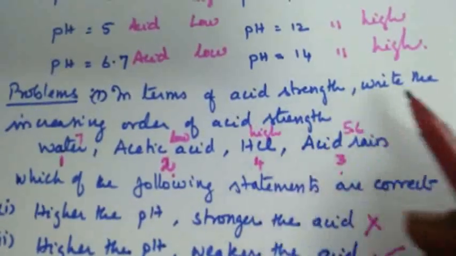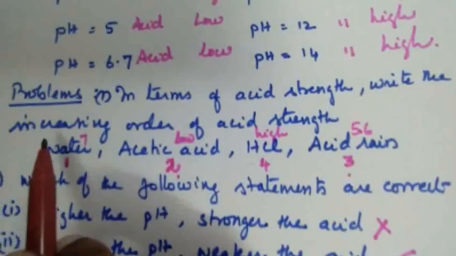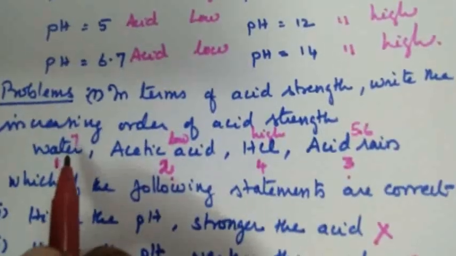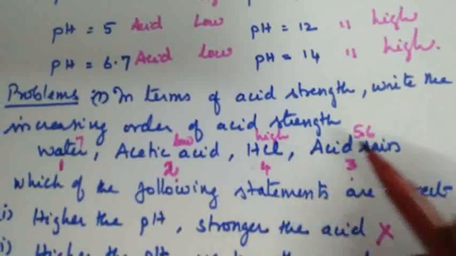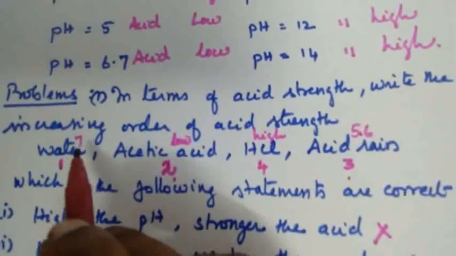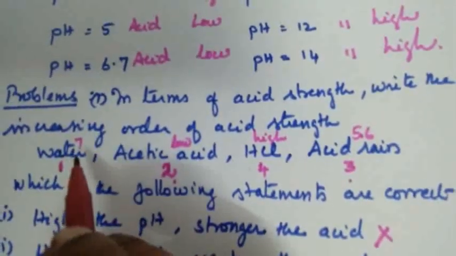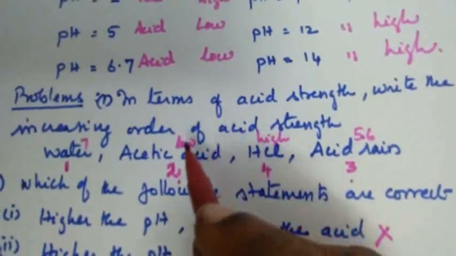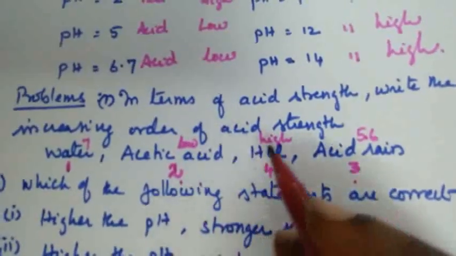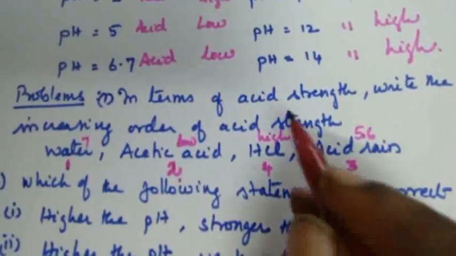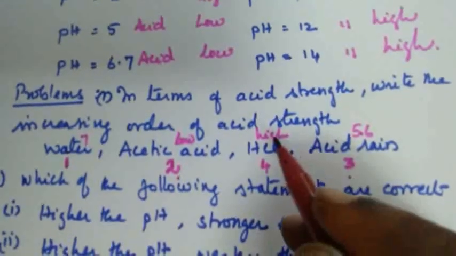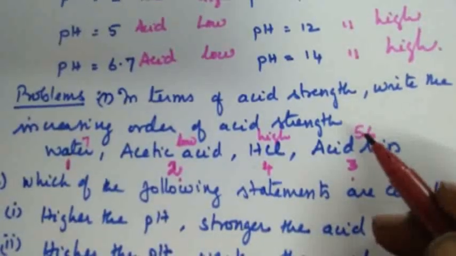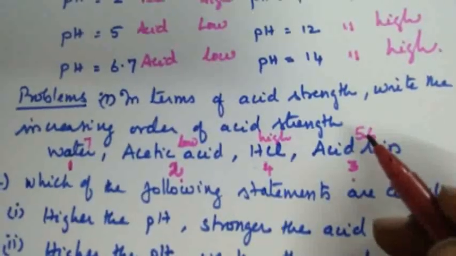Write the increasing order of the acid strength of the following. We have water, acetic acid, HCl, and acid rain. Water, as its pH is 7, is neutral. Acetic acid is a weak acid, so its acid strength is low. HCl is a strong acid, so its acid strength is high. Then acid rain, whose pH is 5.6 or less than that.